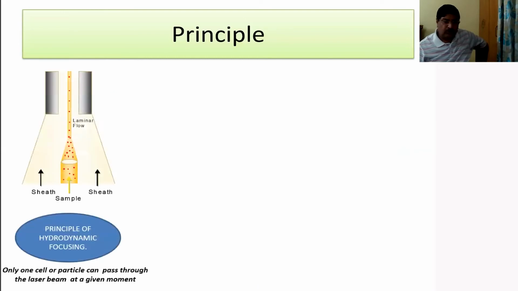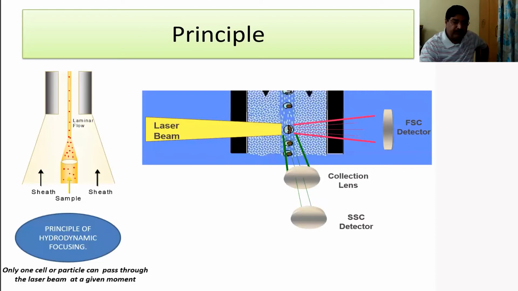So I need not go into the principles of flow cytometry. This is the basic fundamental diagram of flow cytometry. You have the sample which flows through the equipment through a laminar flow in a single cell suspension. And on this is hydrodynamic focusing. That's the principle of flow cytometry.